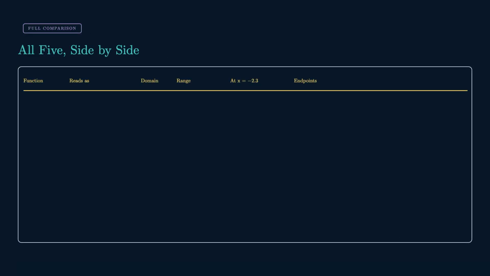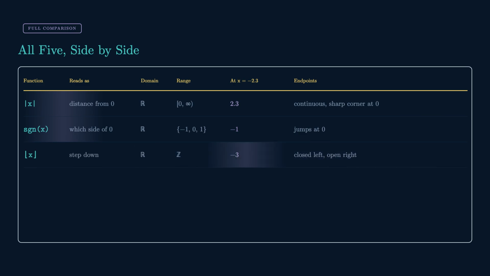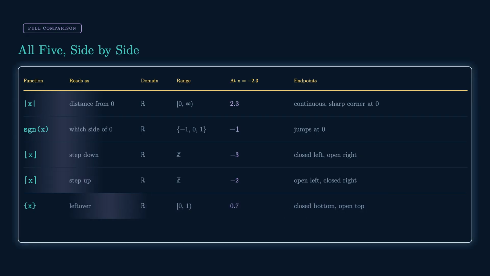Okay, screenshot this one. All 5, same input, negative 2.3. Modulus gives you 2.3. Signum, negative 1. Floor steps down to negative 3, ceiling steps up to negative 2, and the leftover is 0.7 positive, always. And the endpoints column is the part people lose marks on. Floor is closed left, open right. Ceiling's the mirror. Sawtooth, closed bottom, open top.